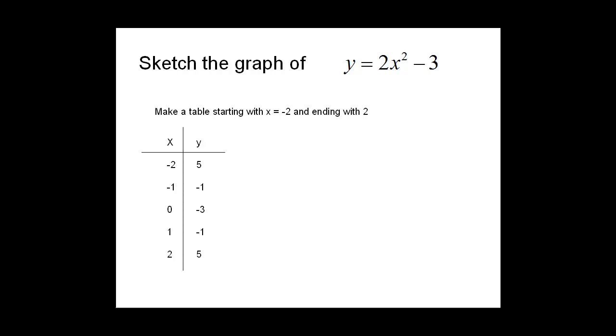So we get 5, negative 1, negative 3, negative 1, and 5. That came from plugging in. Then we just plot those points on a graph: negative 2, 5; negative 1, negative 1; 0, negative 3. And then when you connect those, you get a parabola, which is U-shaped. So at this point, all we're doing is graphing points.